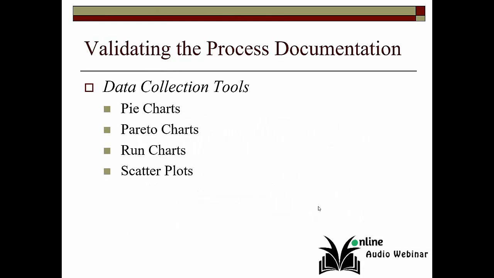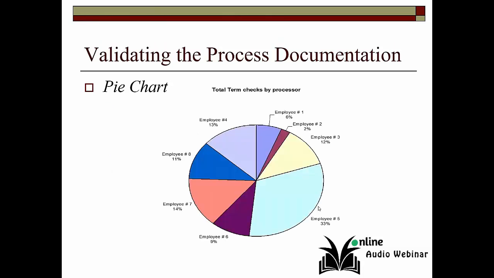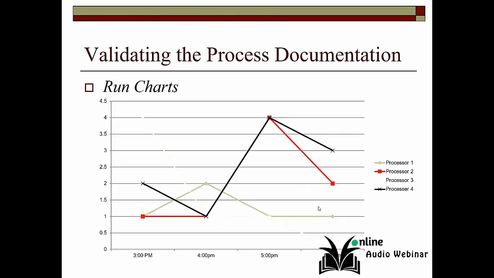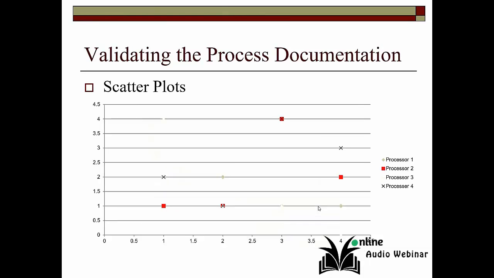These data collection tools are ones that you can use, obviously pie charts. This will really help you see, right? It's a picture view. Hey, why does employee 5 have so many more term checks? Pareto charts, again, you can clearly see here most of the manuals are for term payouts, but then your next big bet would be status changes or late. Run charts, then you start to see the trends. Scatter plot also gives you a real good sense of what relationships exist as well.